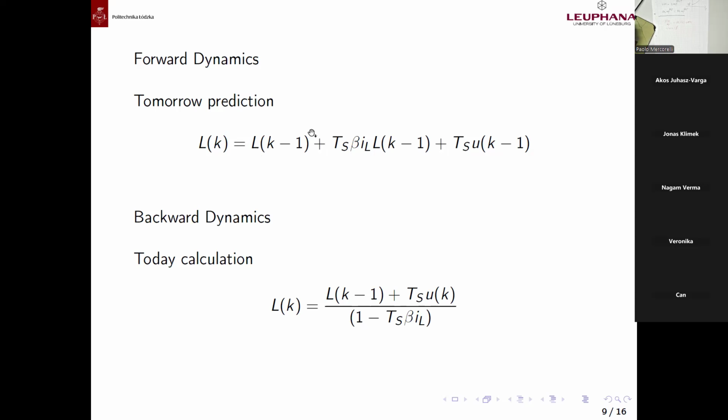This is exactly what we have in a real bank if I consider just the liability. Look, I have to now build the discrete dynamics related to this equation here. This means L of k equals L of k minus 1 plus Ts multiply beta multiply IL multiply L of k minus 1 plus Ts multiply U of k minus 1. Let me show.